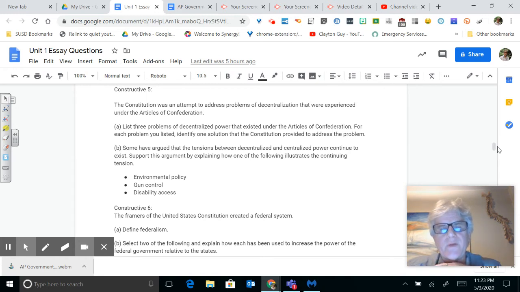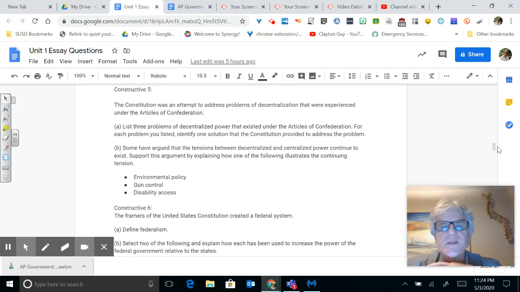There was no executive in the Articles of Confederation, so there was no way to enforce any laws that were passed. And in the Constitution, there was the executive branch. The president was created. Article 2 was created, and they were able to enforce laws that Congress passed. So those are many of the problems under the Articles of Confederation. There wasn't the power to tax, to enforce laws, to interpret laws, or to regulate trade and commerce, and they were all solved by the Constitution.